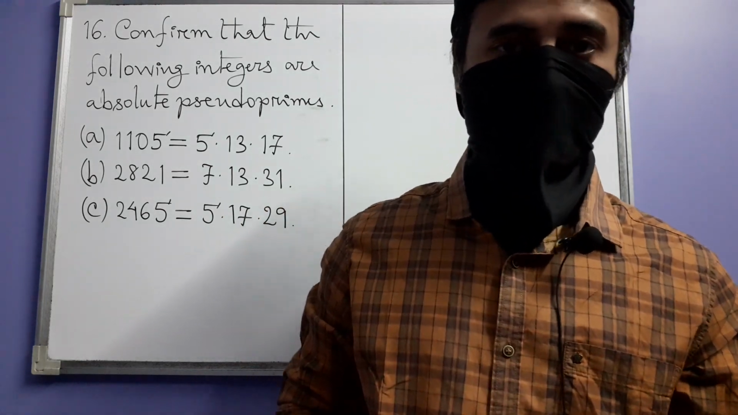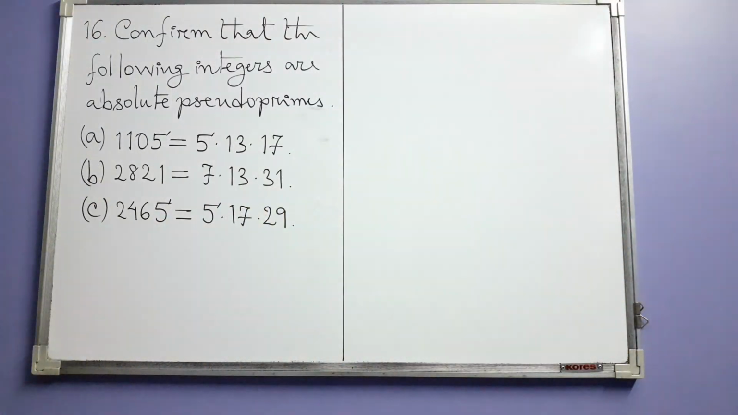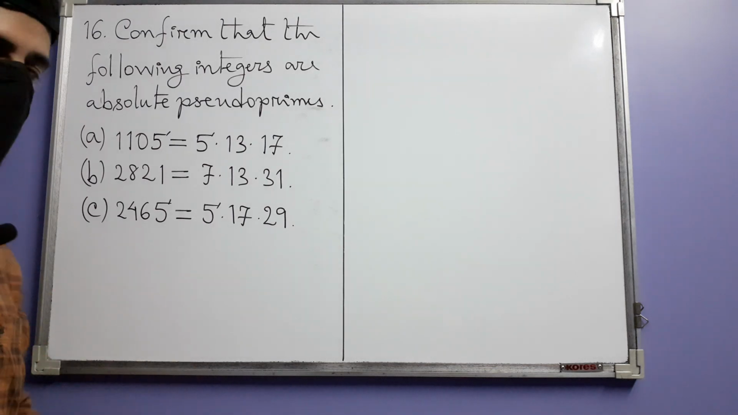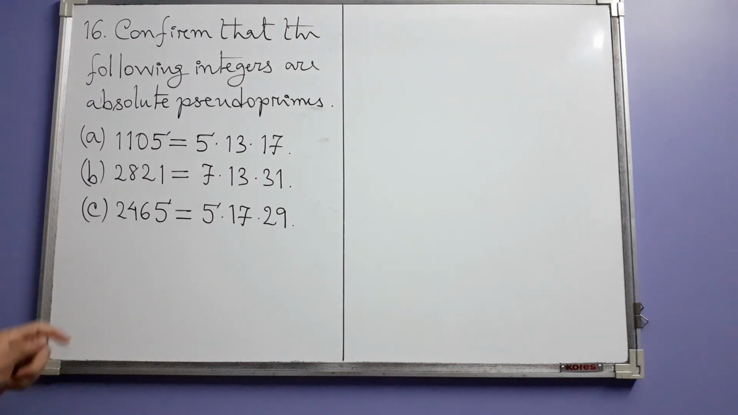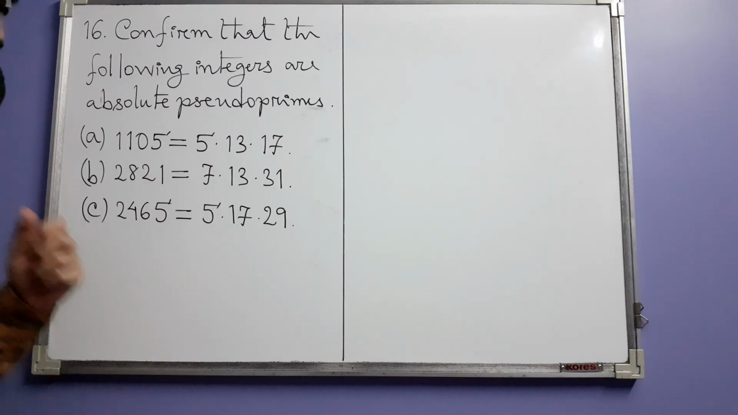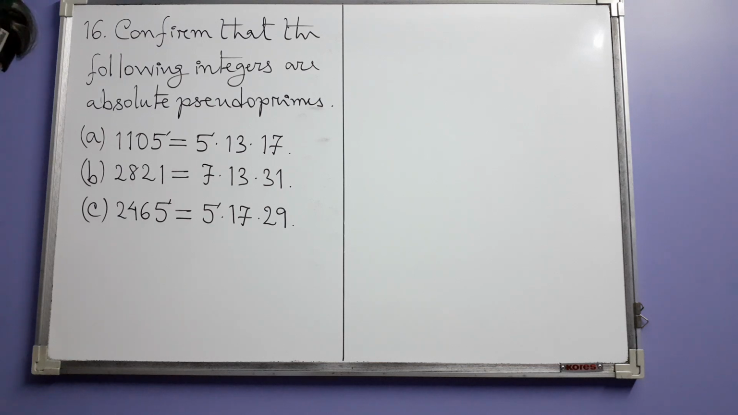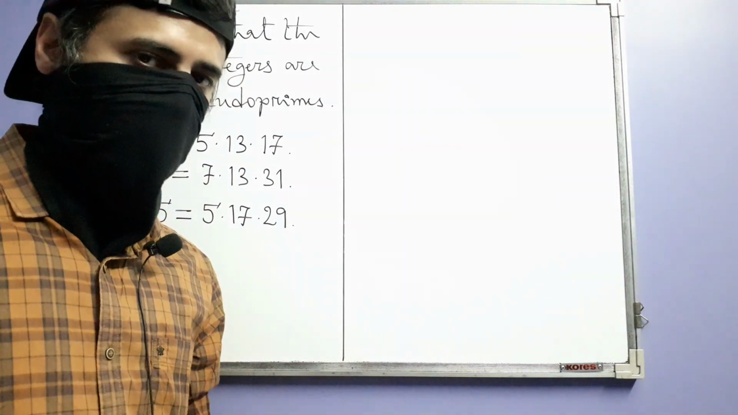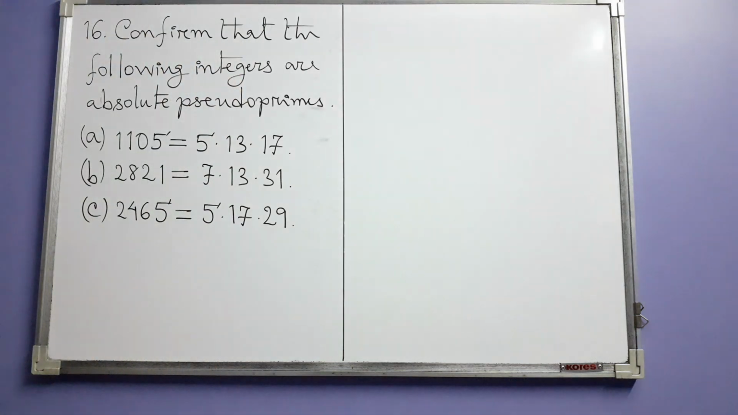The next one is number 16. Here 3 integers are given and their prime factorizations are also given. We have to verify, we have to confirm that each one of them is an absolute pseudo-prime. So here we can use theorem 5.3, the last result of this section, with this observation.